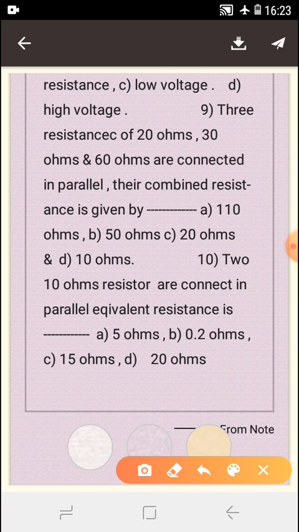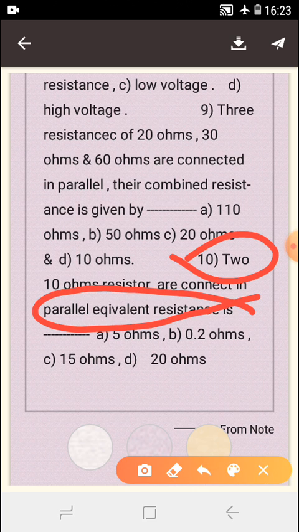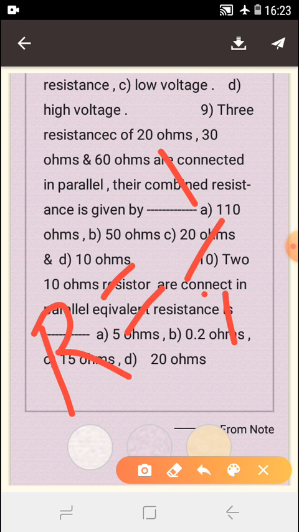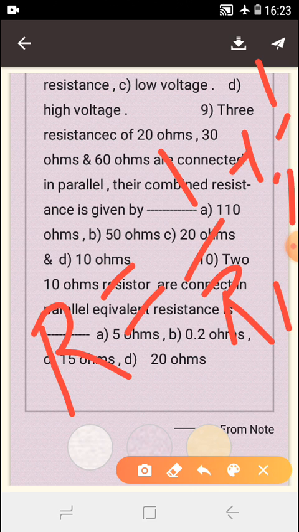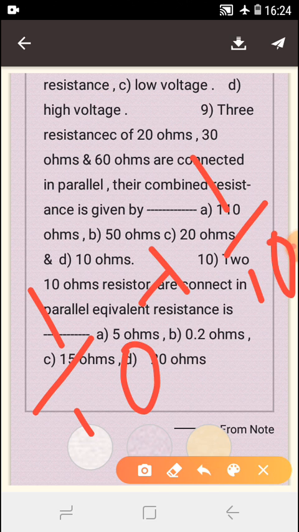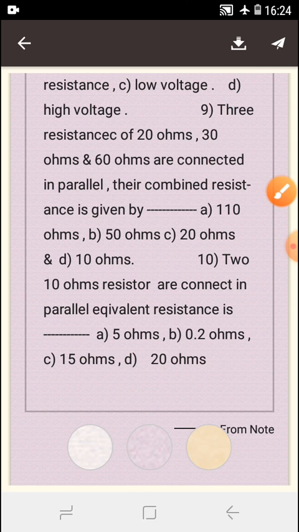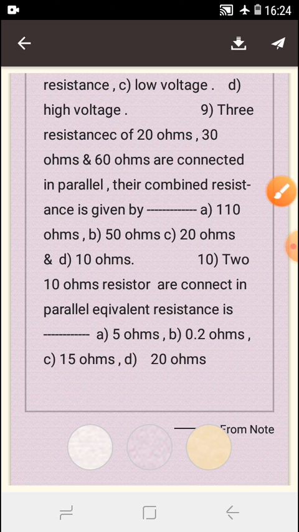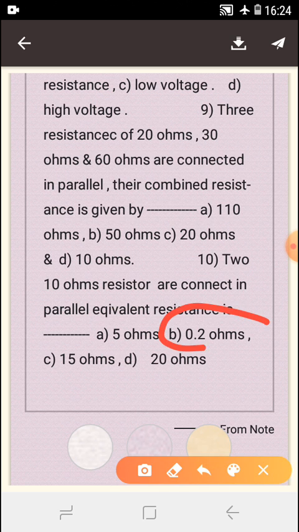Question number 10. Two 10 ohm resistors connected in parallel. The equivalent resistance in parallel: we know that 1 by R equals 1 by R1 plus 1 by R2, equal to 1 by 10 plus 1 by 10, equal to 0.2. The answer is option B, 0.2 ohms.